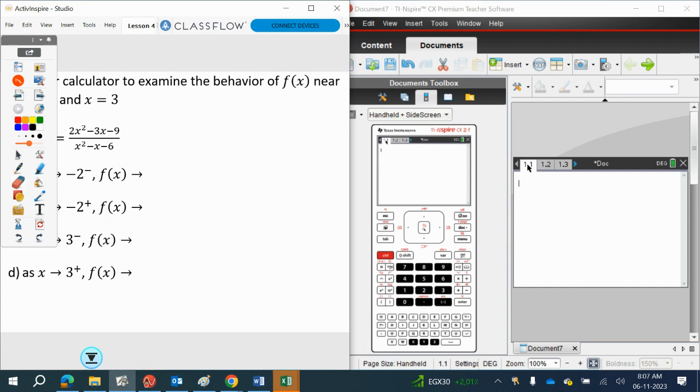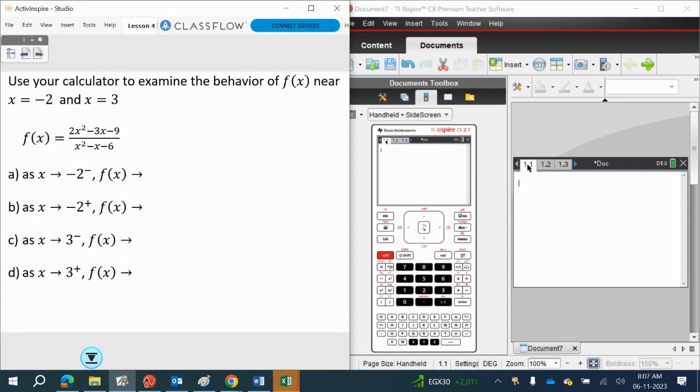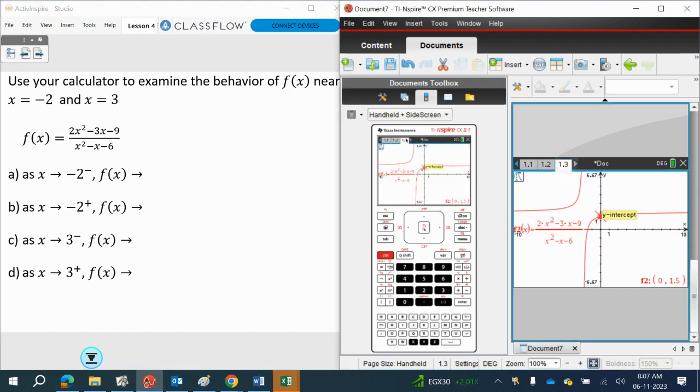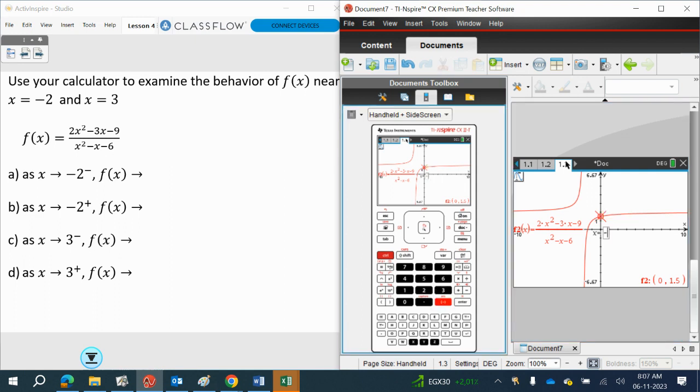All right. So what this symbol means is approaches. What we want to do is look at f of x. What is the value of f of x as x approaches -2? So -2 on this graph, if we trace it, there's the asymptote. So -2 is here at the asymptote. So the value at -2 is what? It's undefined. So f of -2 is undefined.